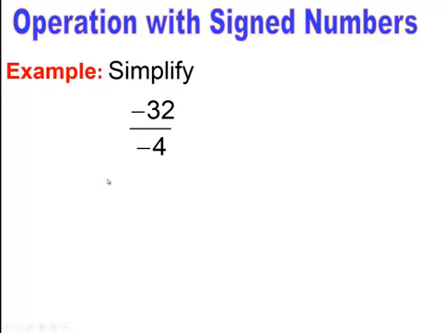So I want you to notice this example here. I have division, a negative 32 divided by a negative 4. So a negative divided by a negative will end up with a positive answer. So I end up getting it equal to a positive 8. This next one, I have a negative 25 being divided by a positive 5. So we'll end up with a negative 5 as my answer.